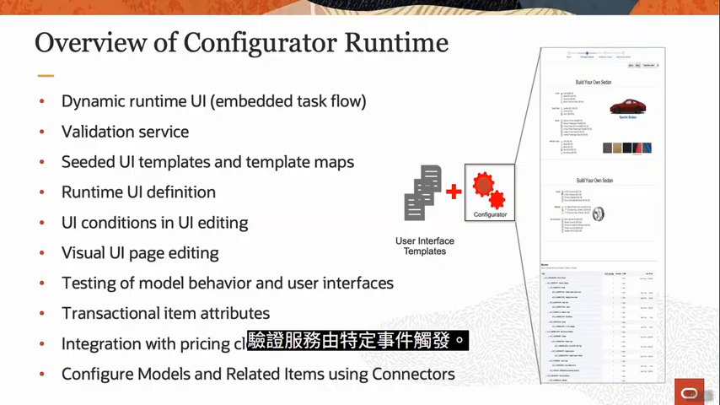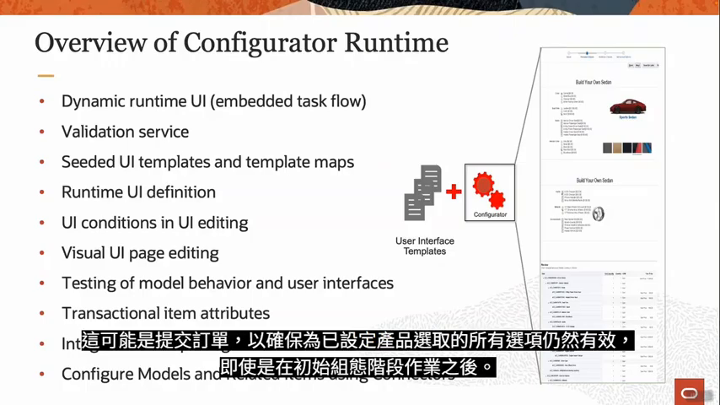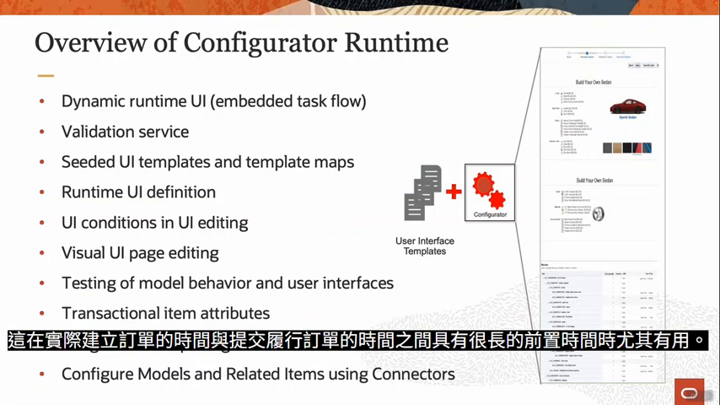A validation service is triggered by specific events. This could be such things as submitting an order to ensure that all the options that are selected for a configured product are still valid, even after the initial configuration session. This can be especially useful if there are long lead times between when an order is actually created and when it is submitted for fulfillment.